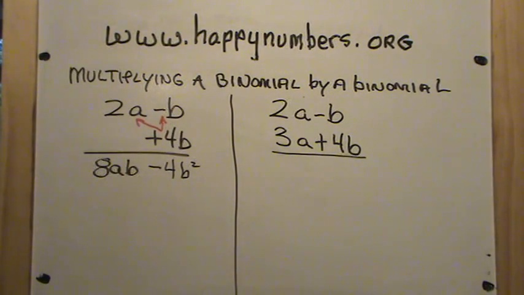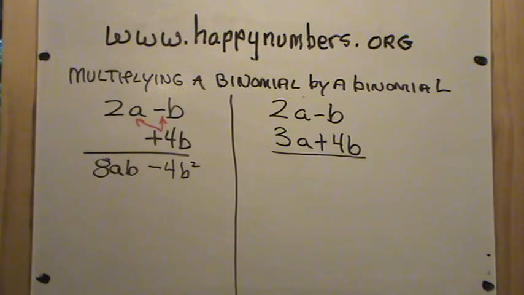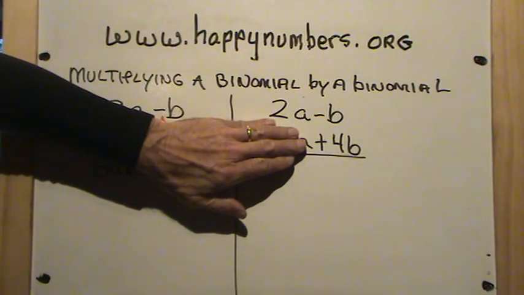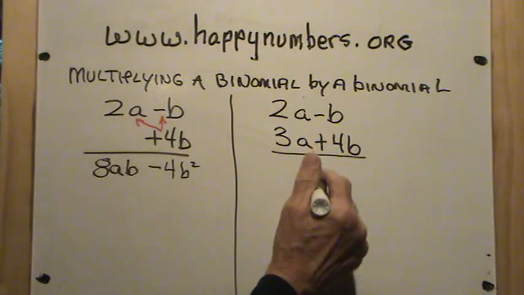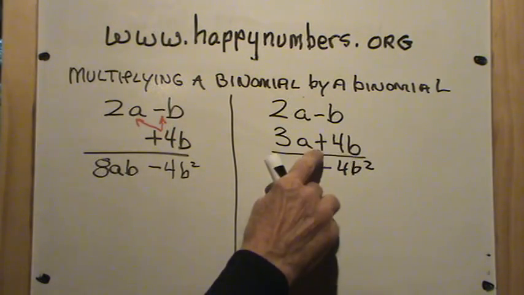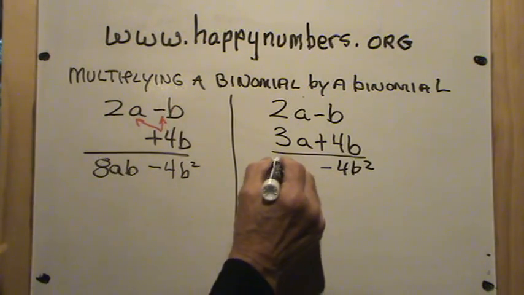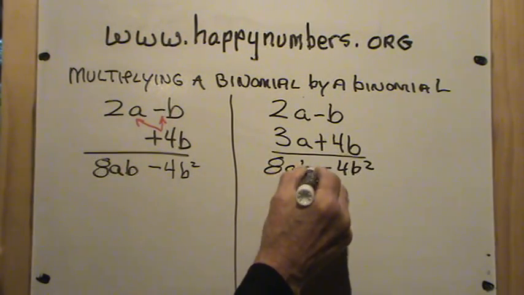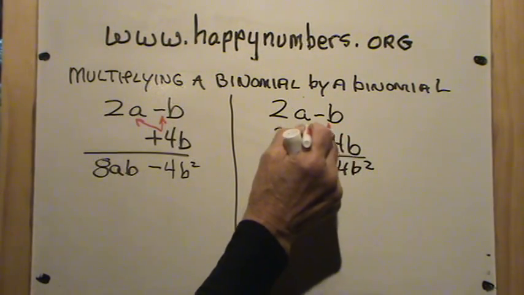Well, now, we're multiplying binomials by binomials. This is a binomial and a binomial. Well, the process is the same. We start out exactly as if this 3a were not here, and we multiply positive 4b times negative, remember this is a 1b, gives me negative 4b squared, and then positive 4b times 2a gives me 8ab. So again, we went like that and then like that.